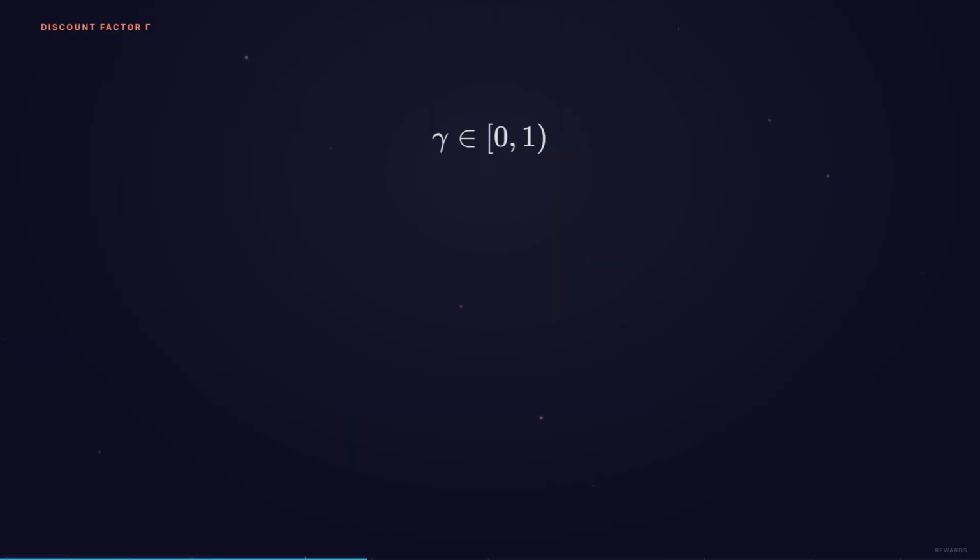Gamma, the discount factor, answers a deceptively simple question. How much does the agent care about the future? A reward received right now has full value, but a reward 1 step in the future is worth gamma times as much. 2 steps away, gamma squared. 3 steps, gamma cubed. Each step into the future multiplies by gamma again, so distant rewards shrink geometrically.